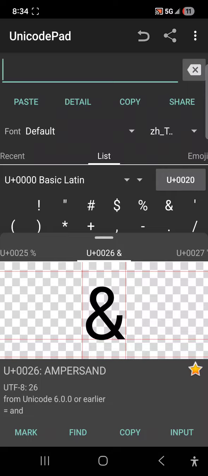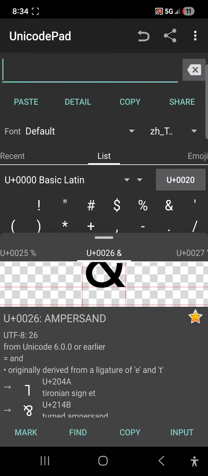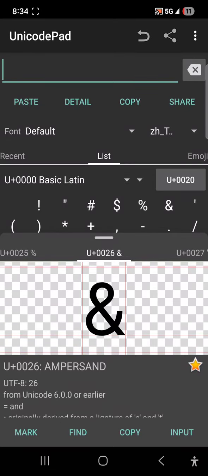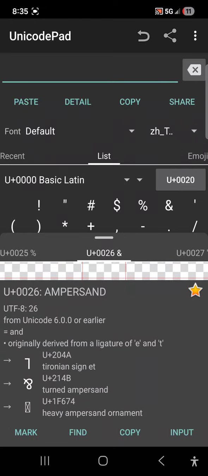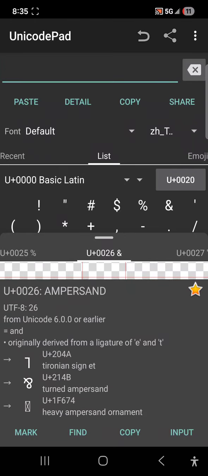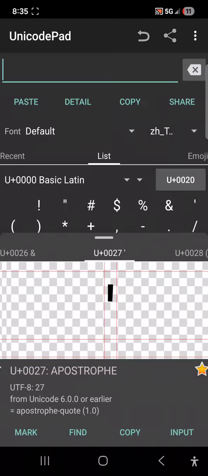This is the ampersand, also known as the and. It is the lost 27th letter of the English alphabet, but I still count it. But we now use it as a daily symbol, which we can still use. It's originally derivative from a literature of E and T.